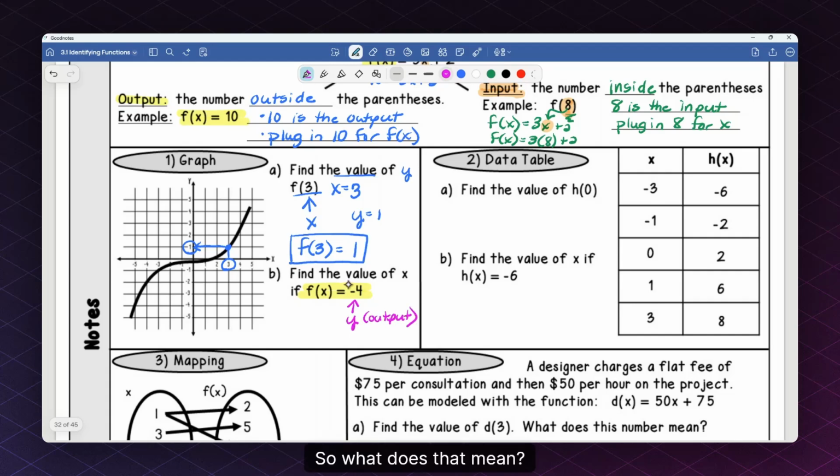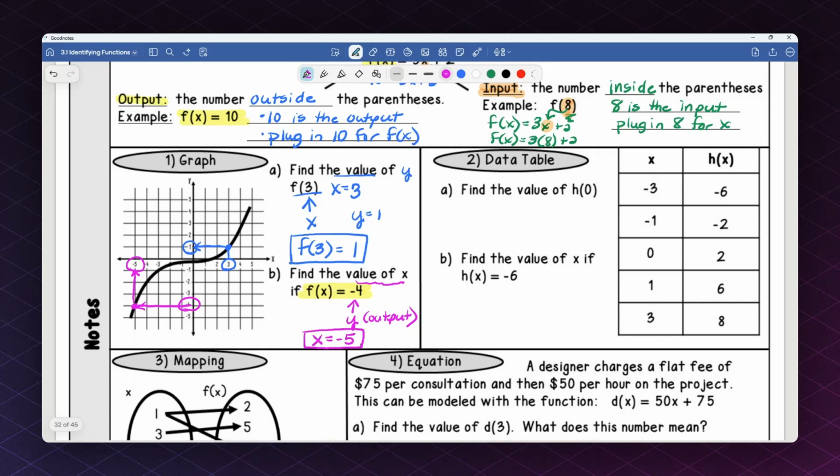So what does that mean? Let's go find where we see -4. So we see -4 here. We're going to read across until we figure out where we see it. It's got a point right here. And then we're going to find its coordinating x value, which is -5. So when it says find the value of x, we're going to write it as x equals -5. All you're doing is finding the other half of the coordinate point.